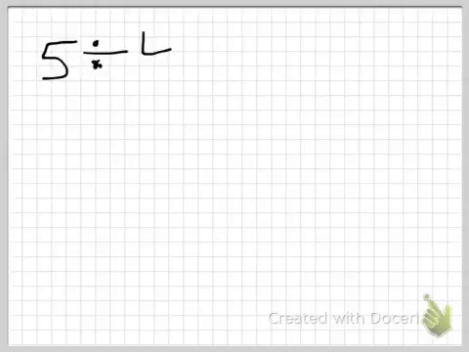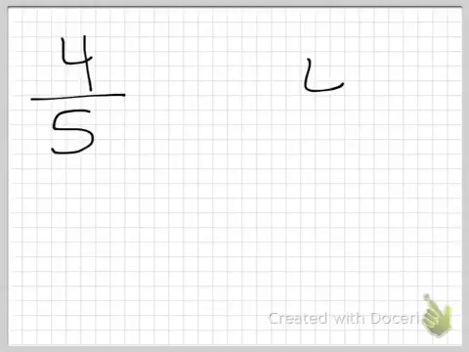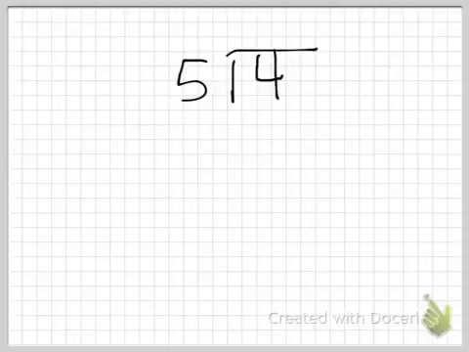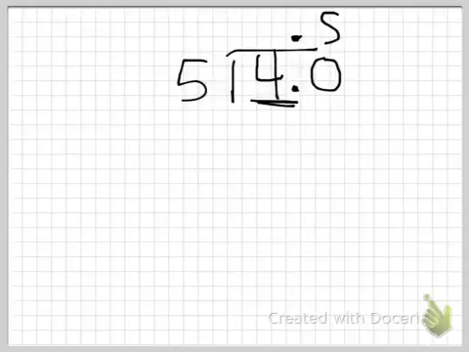What happens when we have a number that's being divided by a larger number? So we have 4 divided by 5. Again, 4 goes in, 5 goes out. So we start by asking ourselves, how many times does 5 fit inside of 4? It does not. So what you need to do is add a decimal and add a 0. And now ask yourself, how many times does 5 fit inside of 40? 8 times.